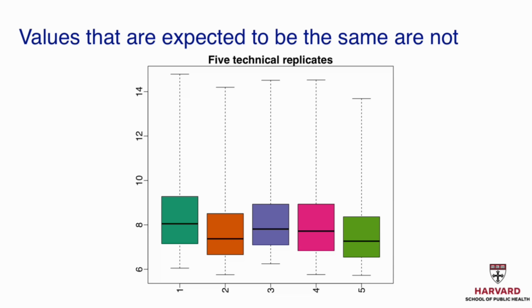You can see, for example, that the first one is almost twice as large on average as the second one. So if we were to interpret this directly, we would think the sample that was hybridized to this array has twice as much gene expression overall as the second one. But we know that's not the case because these are all replicated samples.